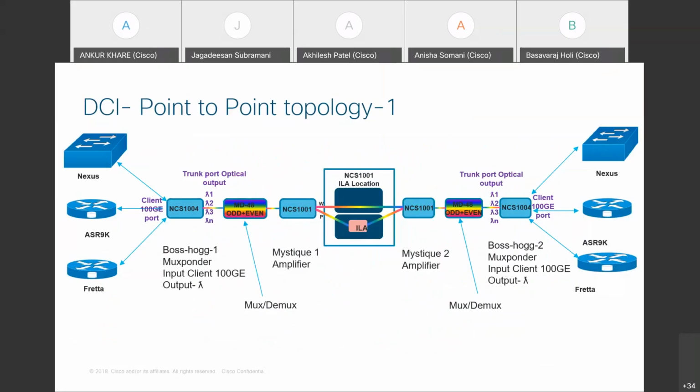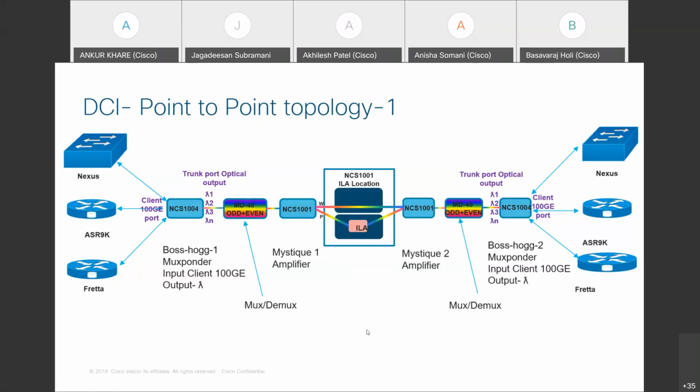Okay. So this is the point-to-point topology in DCI, which we call Metro DCI. It is nothing but a data center interconnect. Here, with respect to optical, there are multiple components. If you see on the left side in the diagram, there is a Nexus, ASR9K, and FRETA. For optical testing, this is just an input for us. We get the Ethernet output from these devices.